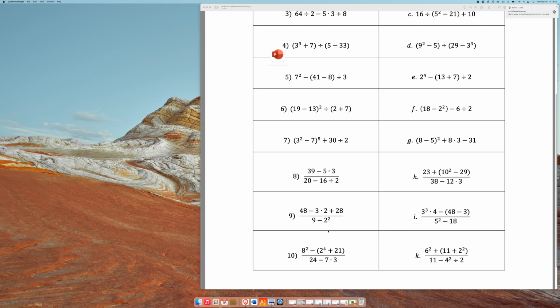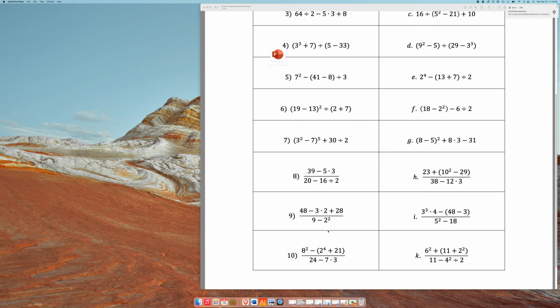Right, let's see if we can simplify. So I'm going to divide this into 2, write the two expressions separately. 8 squared minus 2 to the 4th plus 21. So let's take the parentheses first. So we're going to take care of this guy first. And inside the parentheses, we have an exponent and addition. So we have to take care of the exponents.